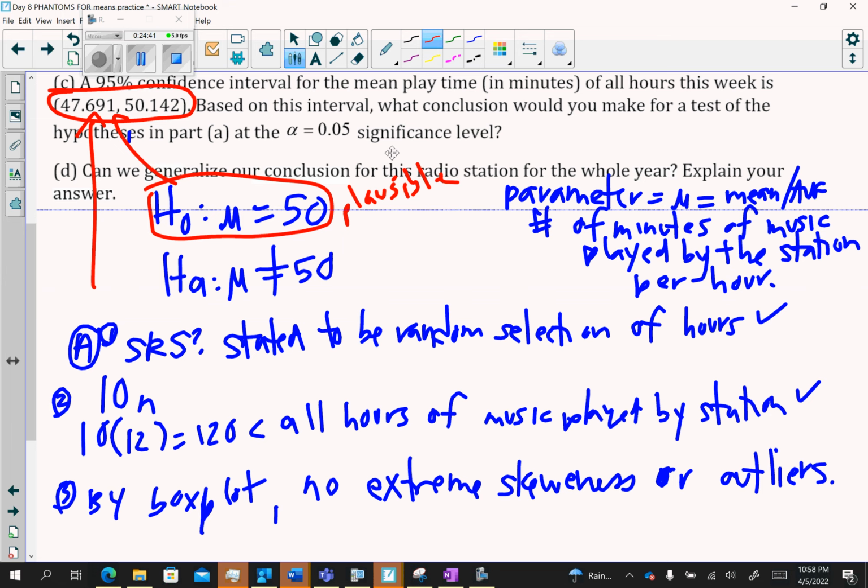So if it's plausible, are we going to reject it? And the answer is no. If the null hypothesis is a plausible value and it is contained in the interval, we do not reject it. And that's called fail to reject, okay?